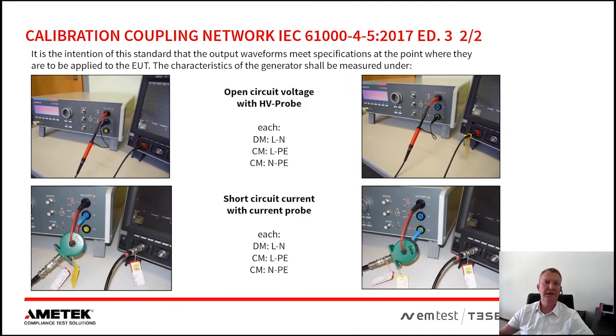The calibration of the surge generator has to be done at the output of the coupling-decoupling network. There are 2 different measurements. First is the open circuit voltage, where we use a high voltage probe. Second one is the short circuit current, where we use a current probe. We have to measure all possible differential mode and common mode couplings.